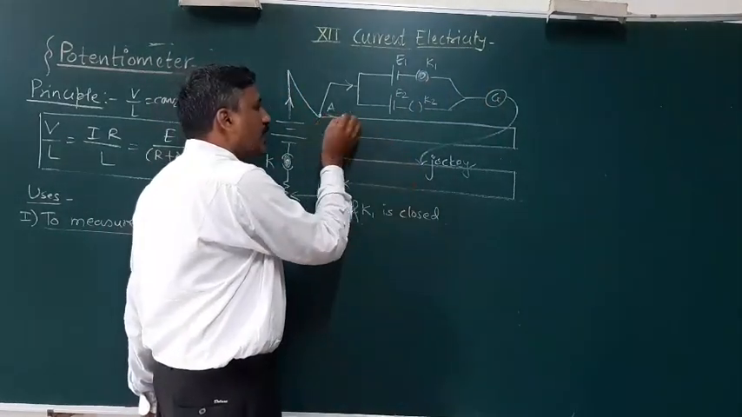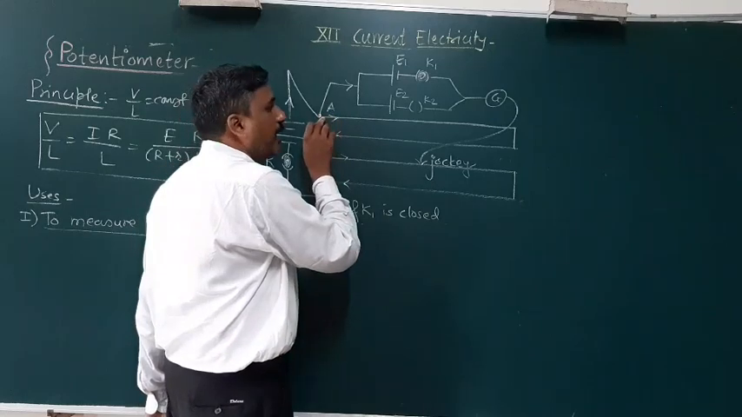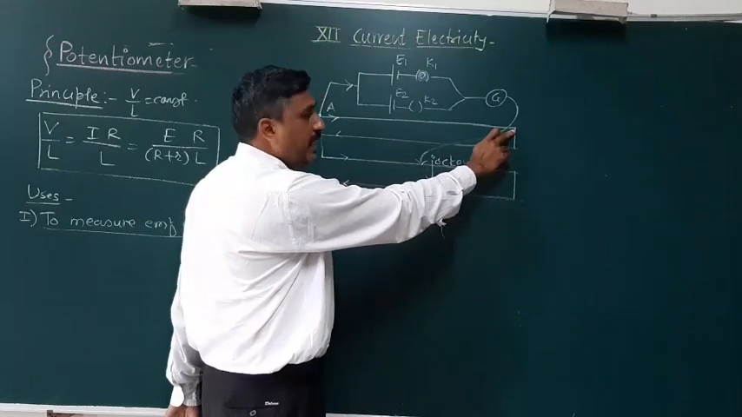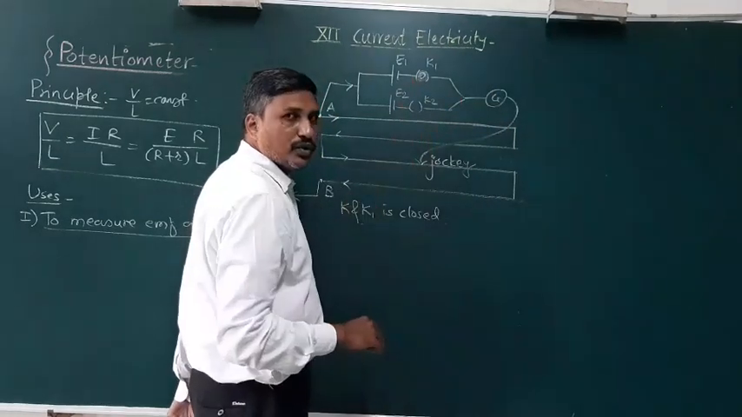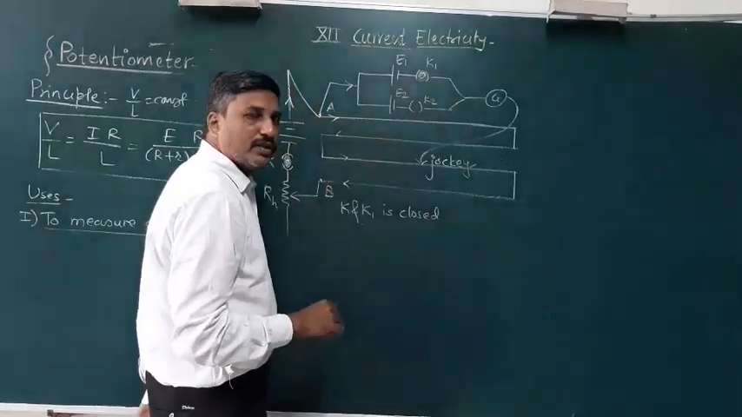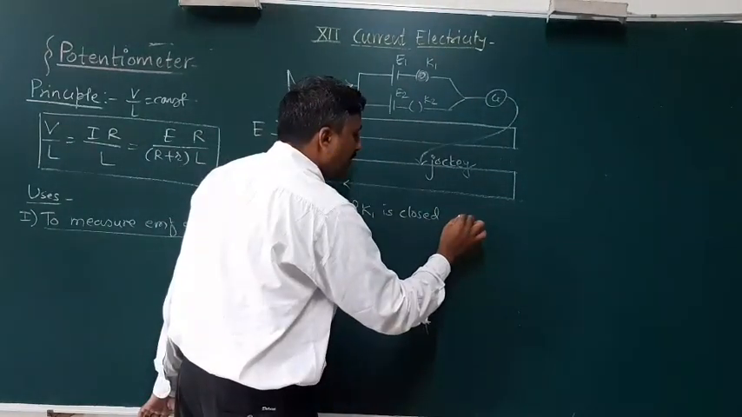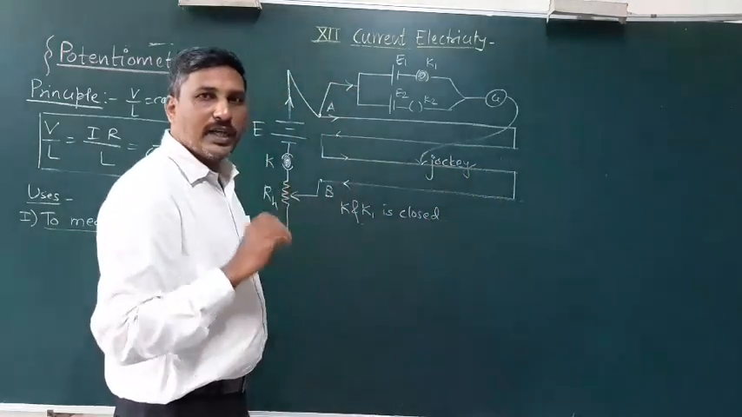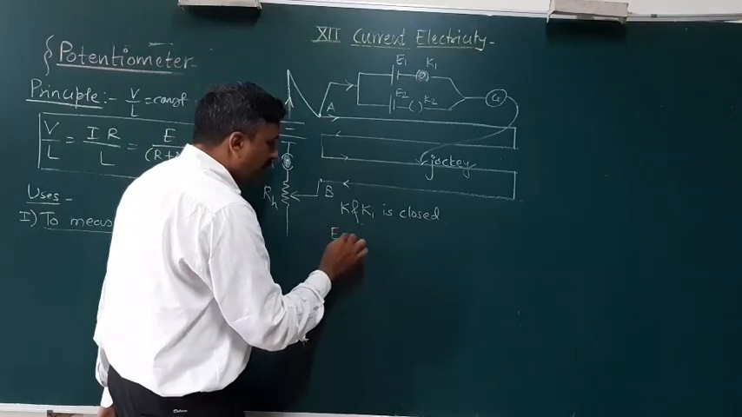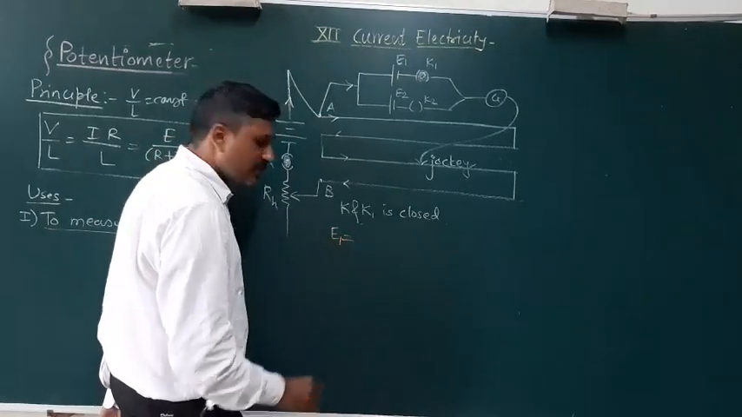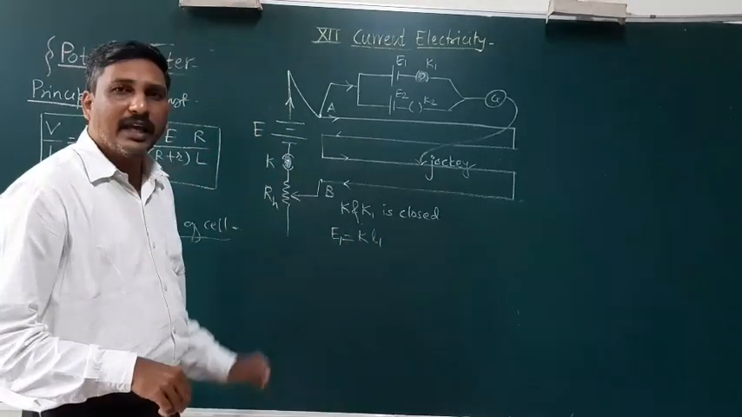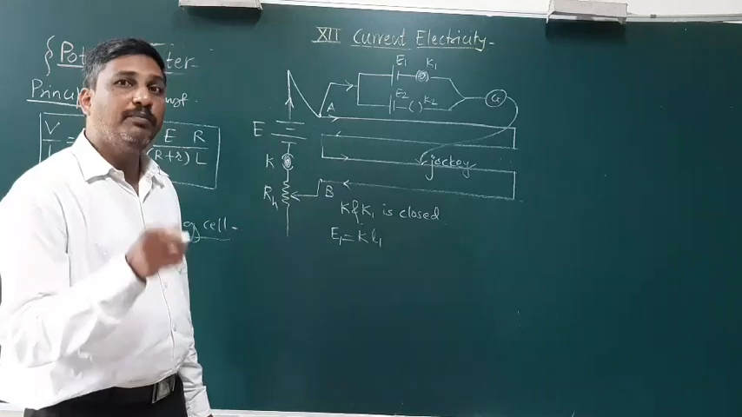Now we start to slide the jockey from point A. As it moves up to 100 centimeters, the galvanometer shows no zero deflection. We slide the jockey until the galvanometer shows zero deflection. Let me say that at length L1 it shows zero deflection. Then my equation becomes: the EMF of the first cell equals K multiplied by L1. Then what is K? K is my potential gradient, the potential per unit length.